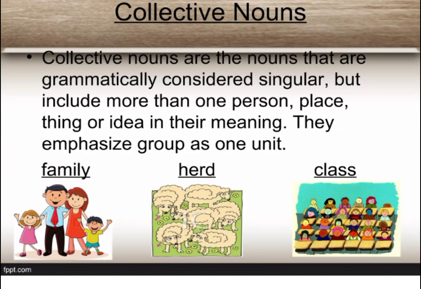Collective nouns. Collective nouns are nouns that are grammatically considered singular but include more than one person, place, thing, or idea in their meaning. They emphasize a group as one unit. Family, herd, class. These are collective nouns because there are multiple people in one group, also called a class of people.